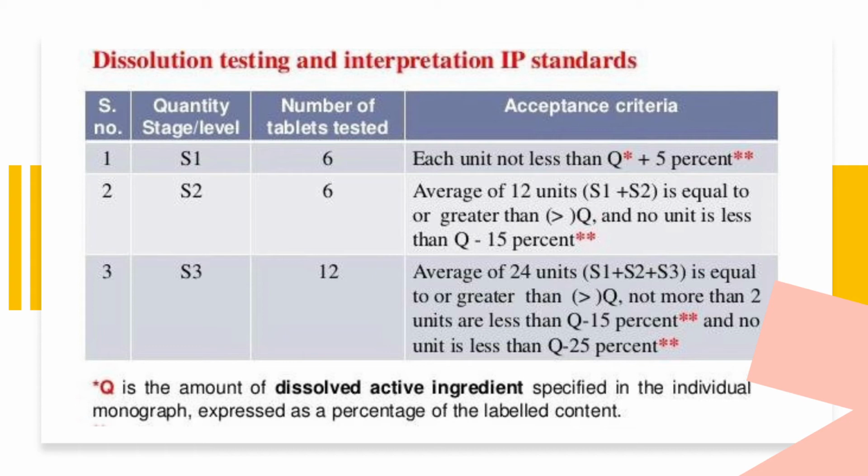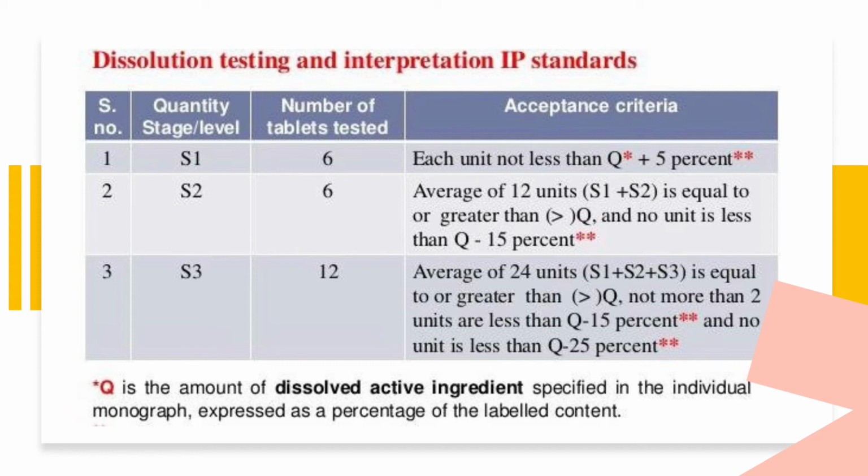In case any unit has less than Q, you need to go ahead to the third stage. How is it different? In this stage you don't take 6 tablets; you take 12 tablets again. Already in stage 1 and stage 2 you have taken 12 tablets, so now it becomes 24 tablets, S1 plus S2 plus S3. The labeled drug content for these 24 units should be equal to or greater than Q, and not more than 2 units are less than Q minus 15%, and no unit is less than Q minus 25%.